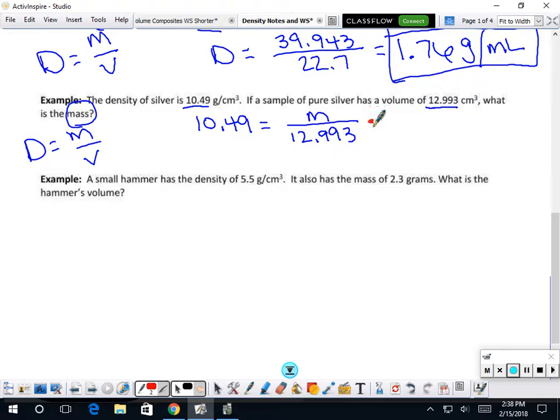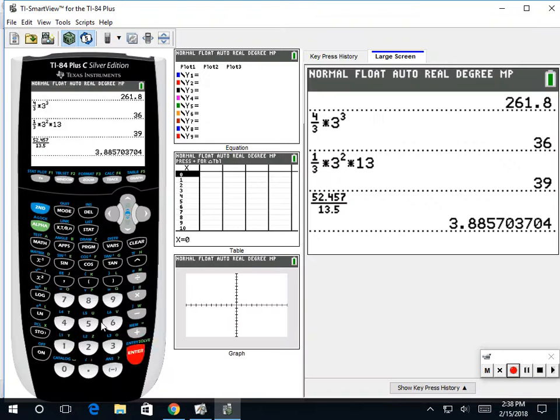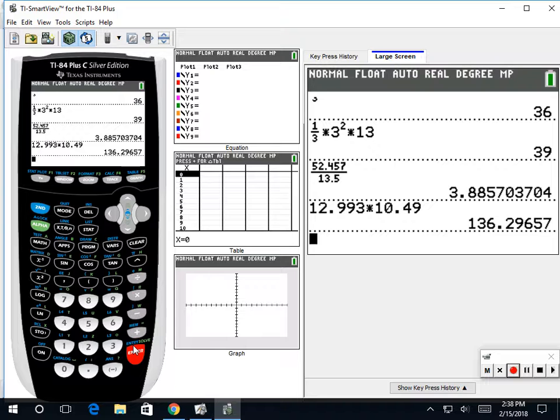I'm going to multiply both sides by 12.993. If I multiply those together, 12.993 times 10.49, I get 136.297. We can just round that to 136.3.